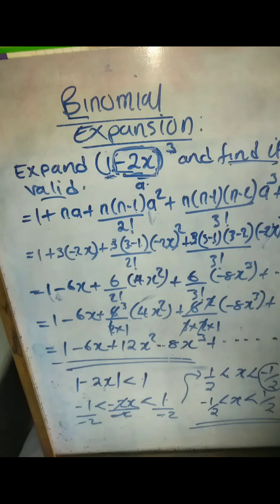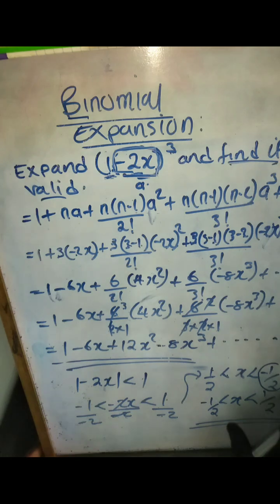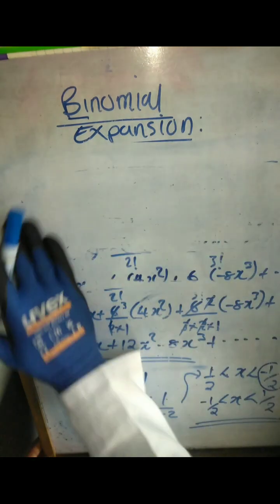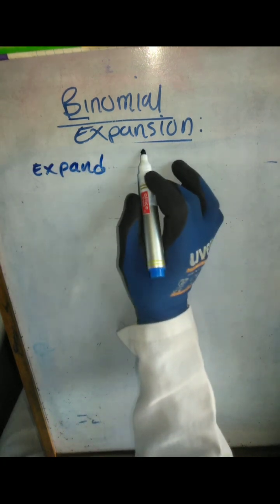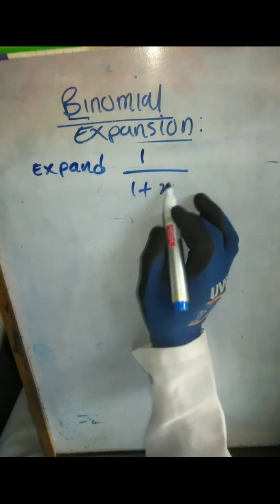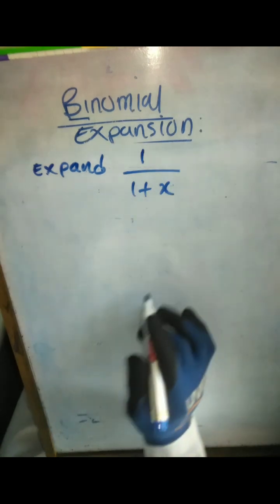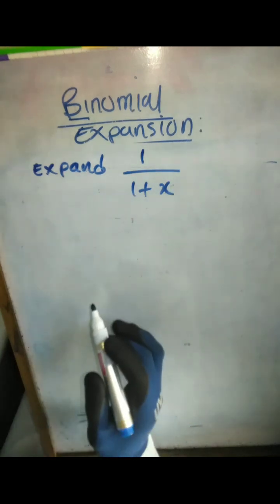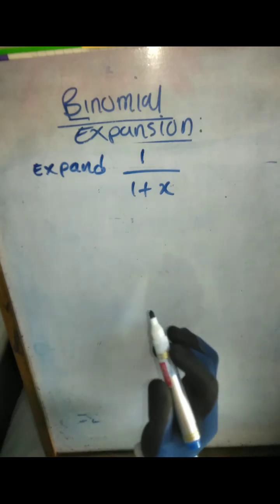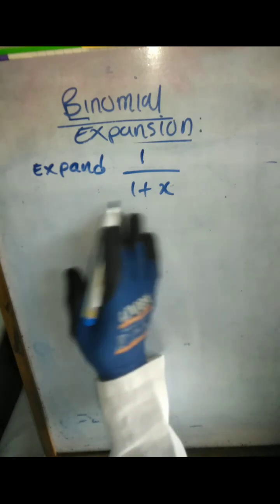Okay, let's now go and do the next one. Let me just write it down on the same board. It says expand 1 over 1 plus x. So when it's in a fraction form or rational form, how do you do it like that?